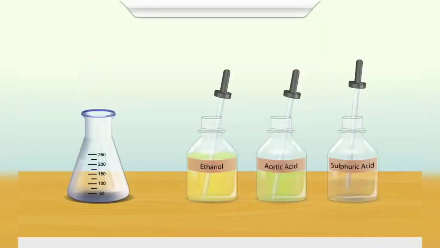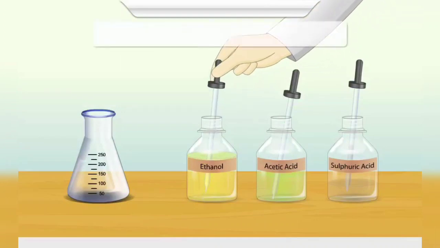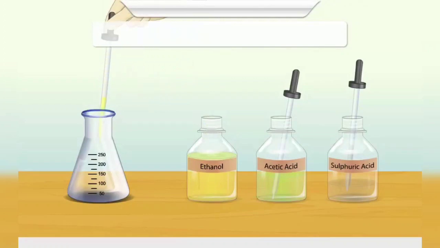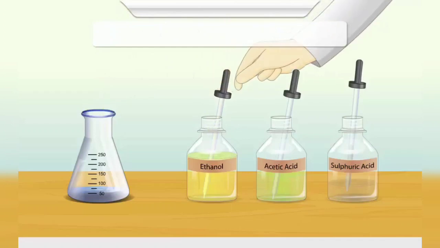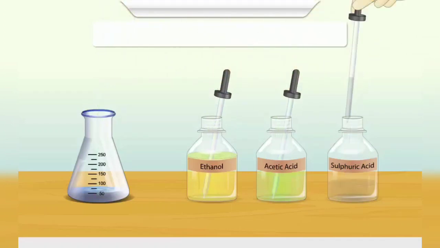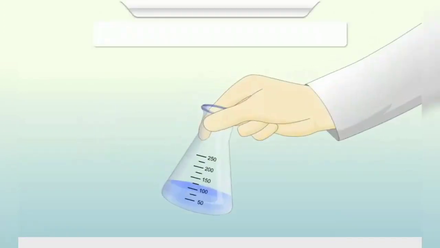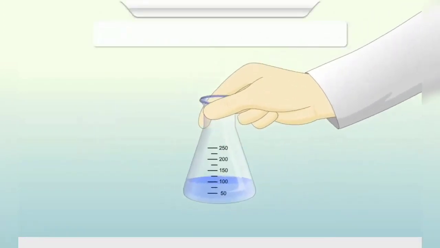Let us now see how esters are prepared in the laboratory. Use a pipette to measure 10 ml of ethanol and pour it into a clean 250 ml Erlenmeyer flask. Next, add 10 ml of acetic acid. Then, carefully add a few drops of sulfuric acid as a catalyst. Swirl the flask to mix the contents.